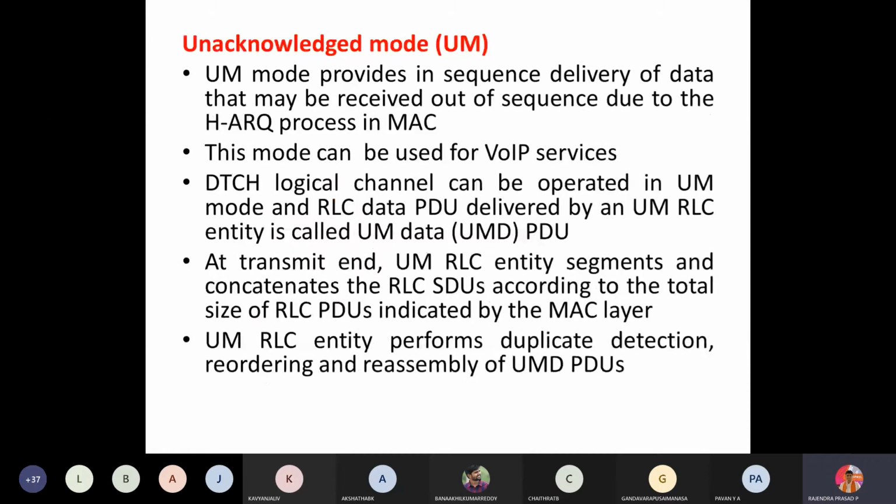Okay, so what is the unacknowledged mode? UM mode provides in-sequence delivery of data that may be received out of sequence due to the HARQ process. So why do we have unacknowledged mode? Because you are receiving data in a different order and still have not received some data, and I need to retransmit. To do this I am going to use voice over IP, and a different channel for my transmission. The UM RLC entity performs duplicate detection, reordering and reassembly of the UMD PDU, right?